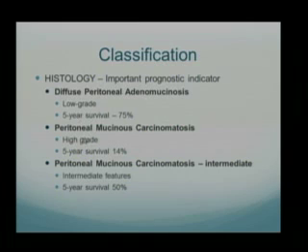Then the other end of the spectrum is the peritoneal mucinous carcinomatosis. This is a high-grade tumor. 5-year survival here is 14% as opposed to 75%. In this case, even if there is no rupture of the tumor, you need to do a right hemicolectomy because of the high-grade tumor, and there's a high chance that this may spread to the lymph nodes, so you need to do a right hemicolectomy with this kind of tumor.